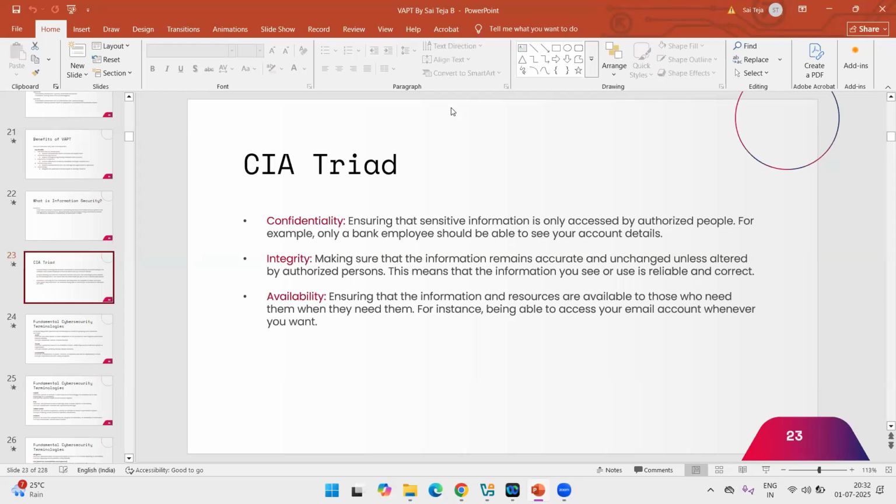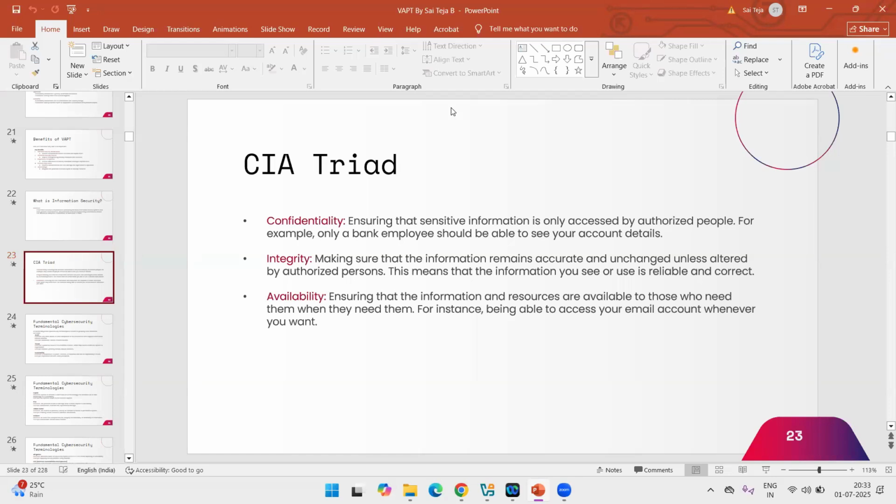Basically, confidentiality ensures that the information is accessible only by authorized individuals, right? And of course, integrity. The data must be accurate and should not be altered by unauthorized parties. And availability means we have to make sure that the resources are accessible whenever authorized people try to access them. Clear?